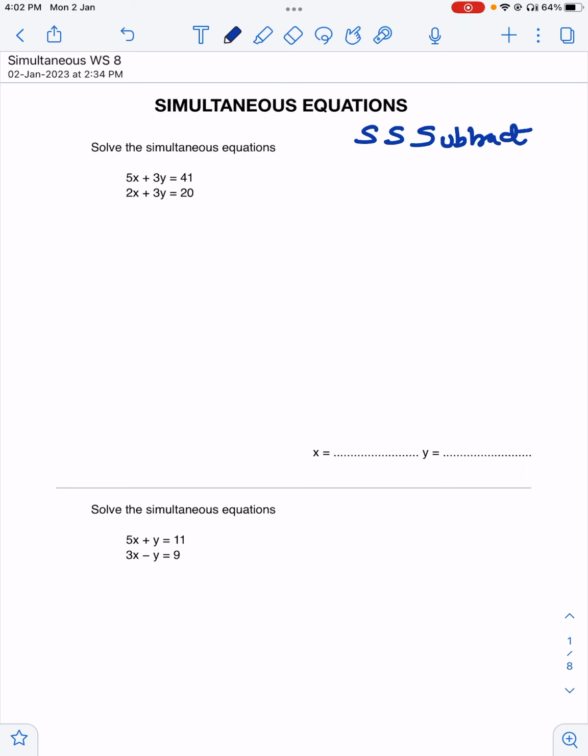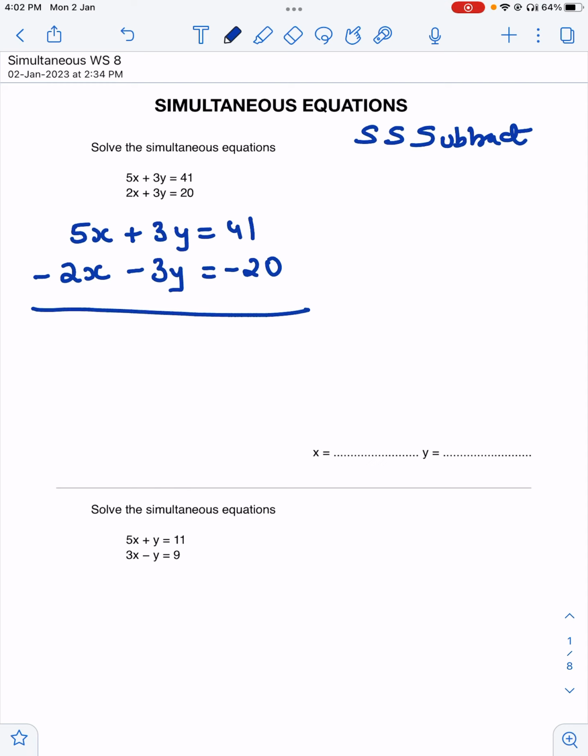How do we go about this sum? We copy the first equation as it is, 5x plus 3y is equal to 41, and we change the sign of the second equation. Plus 2x becomes minus 2x, plus 3y becomes minus 3y, and plus 20 becomes minus 20, and we solve it. 5x minus 2x is 3x, plus 3y minus 3y gets cancelled. 41 minus 20 gives me 21. Solving it further, we get 21 upon 3, so x is equal to 7.